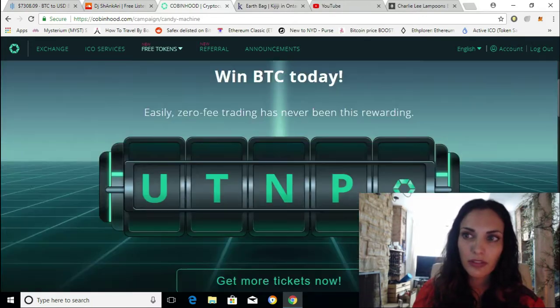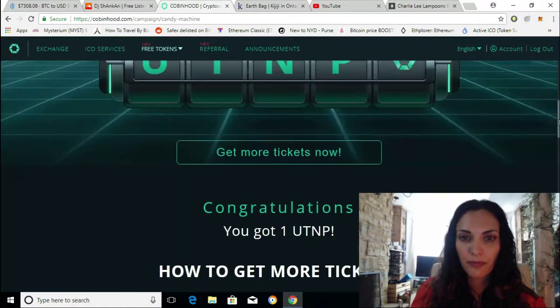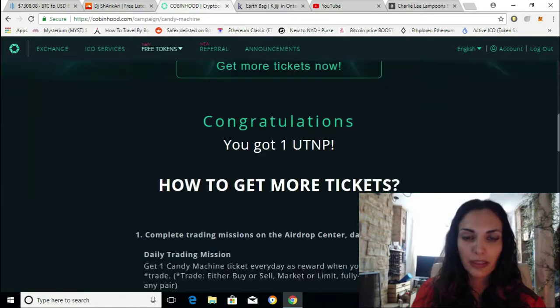So eventually you will just stock up on all of these free tokens that you really don't know what they are, but you have them.